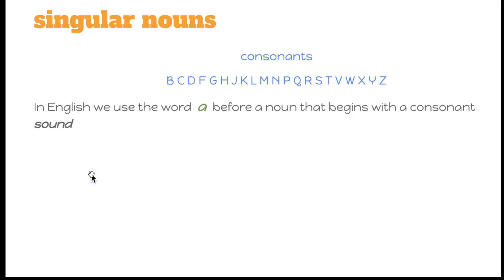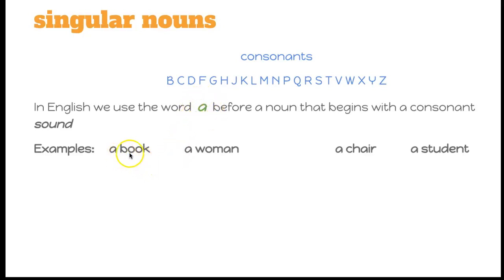Now, if the noun begins with a consonant, we use the word a in front of it. Some examples. Book, because it starts with a consonant, we use the word a. Woman starts with a consonant, we use a. Chair, student. A book, a woman. A chair, a student.